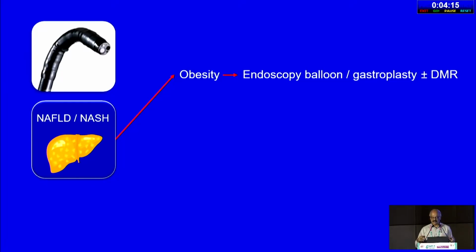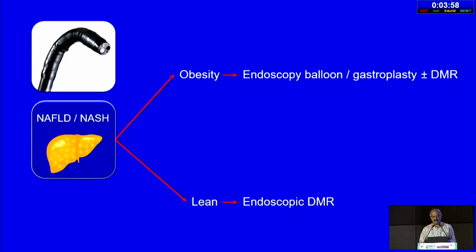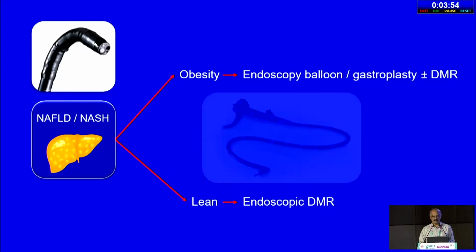There's a new concept, and this is a very interesting animal study which has been shown by Barham and his group in Mayo, where they combine ESG with DMR, and the control of NAFLD is quite dramatic in these animals at least. So again, the very early human studies are being done in Australia in this. Of course, for so-called lean NASH that we see, only plain endoscopic DMR may be sufficient.